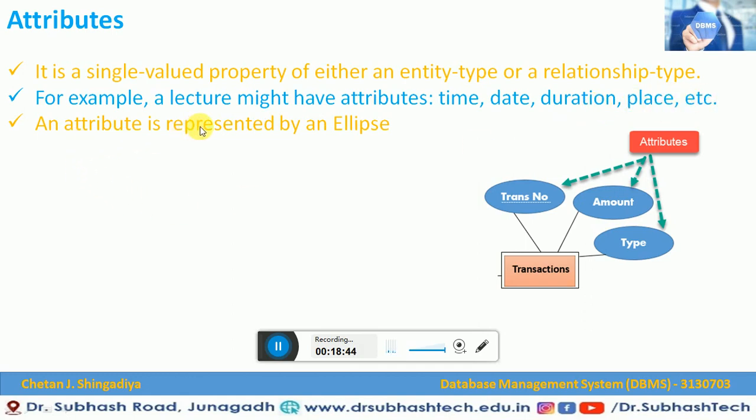Now the attribute is represented by an ellipse. So this is how amount, type, and transaction number, this is how you can represent the attributes in an ER diagram. So this is what an attribute is.